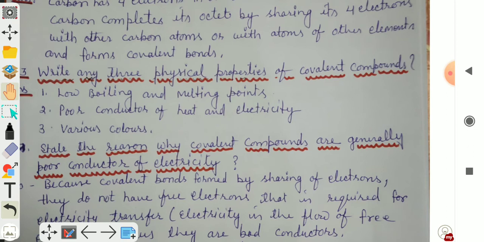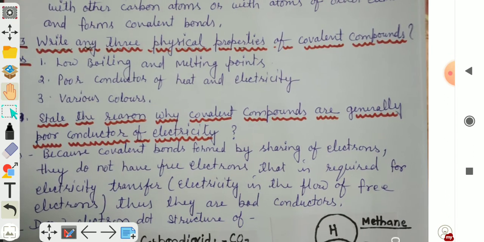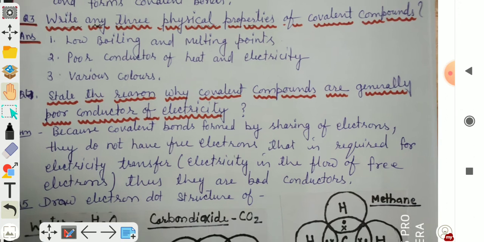Question number 3: write any 3 physical properties of covalent compounds. Low boiling and melting points, poor conductor of heat and electricity, and these compounds do not form any charged particles during the sharing of electrons, or you can write various colors. These compounds have various colors.